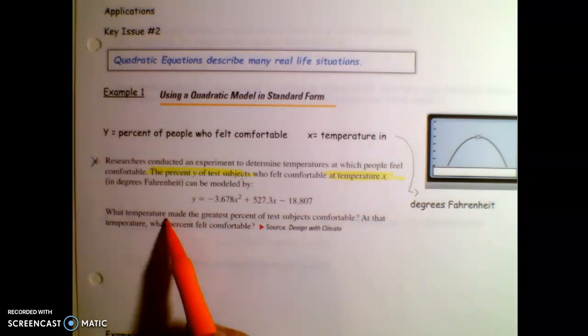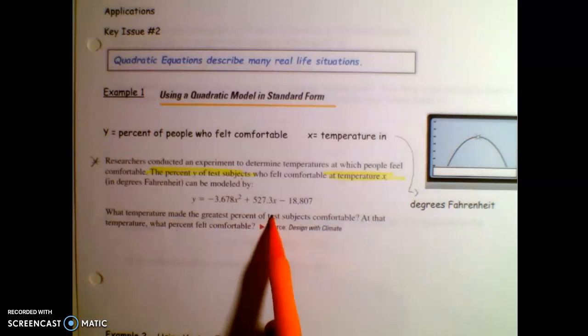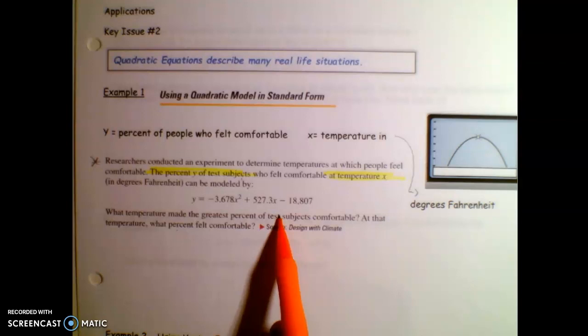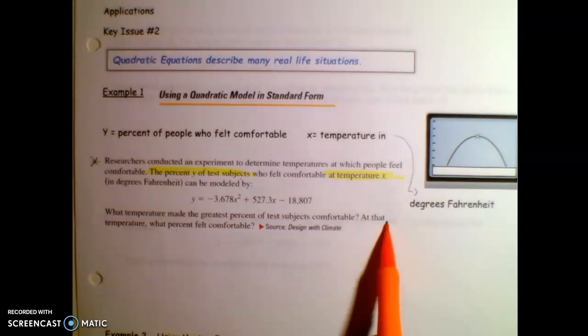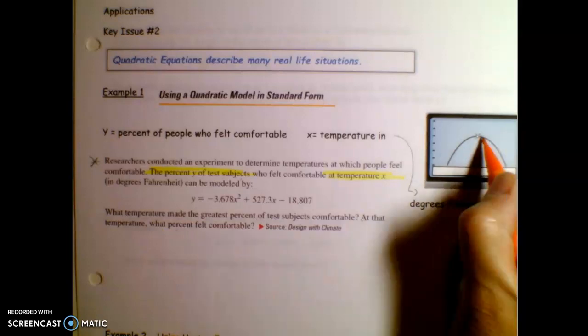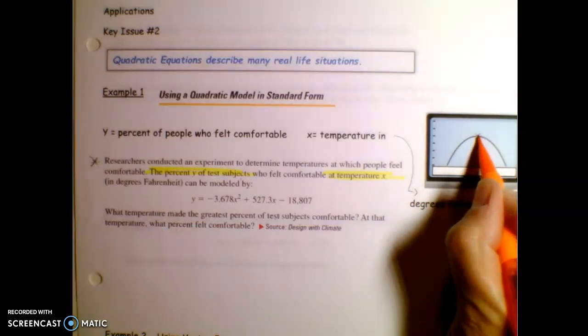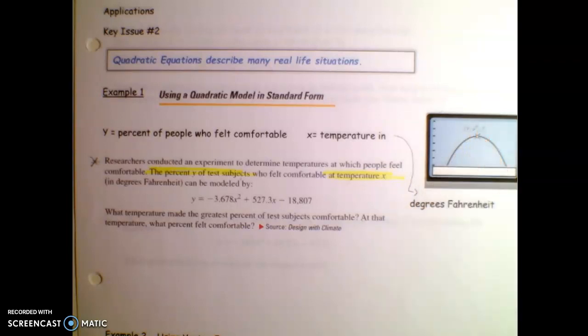So their question is, what temperature made the greatest percent? So they want to know when Y is at its biggest, what's my X value? And then answer the question, at what temperature did that occur? Okay, so we're looking for the highest value. So you can visualize in your head that you're looking for that maximum value right here. So that maximum value is also your vertex. So we're looking for the vertex, and this is in standard form.